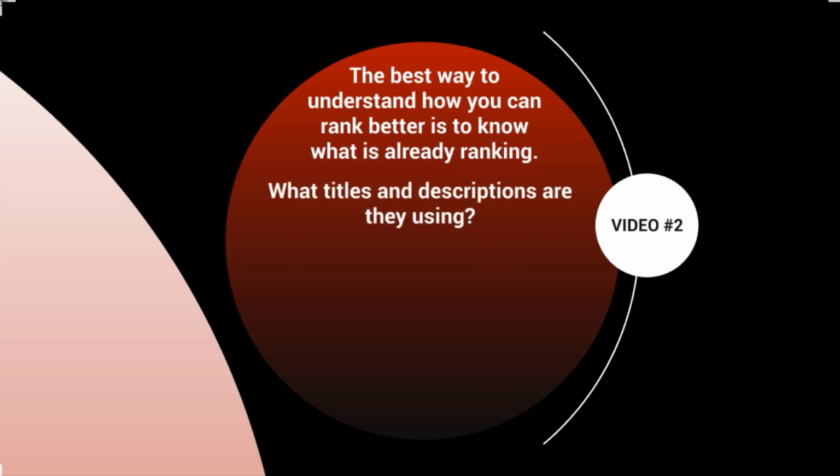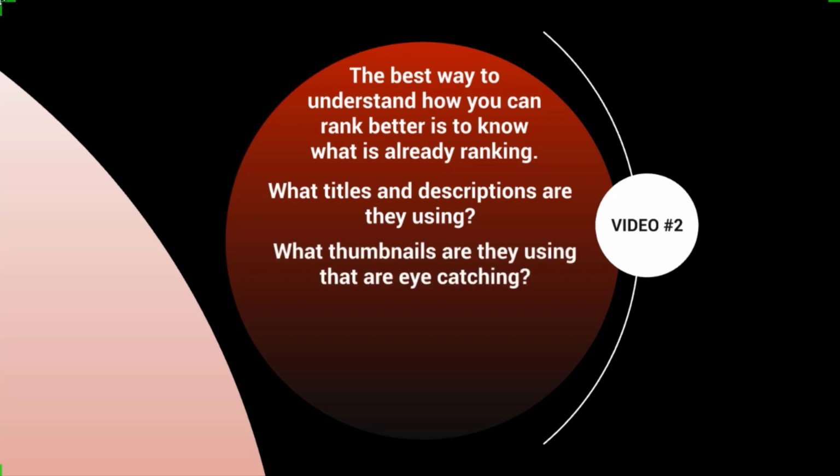Let's talk about competitive research. The best way to understand how you can rank better is to know what is already ranking in your niche or your market. So what we want to do here is analyze the videos that are on the top. I want you to specifically look at what titles and descriptions they are using, what thumbnails they are using that are eye-catching, and what the user experience is like when you click through those videos.